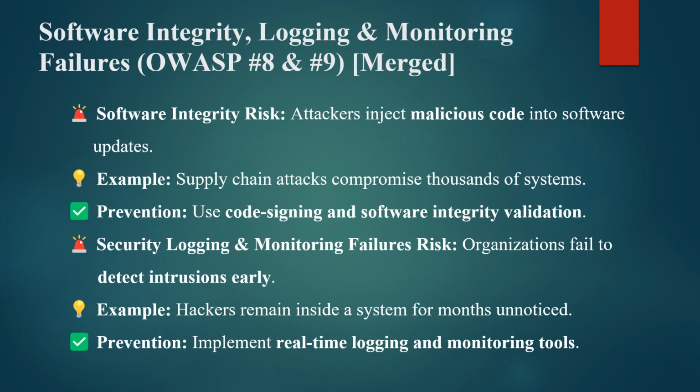Risk: attackers trick servers into sending unauthorized requests, which can bypass firewalls and access internal systems. Example: a cloud service provider was breached via SSRF, exposing millions of customer records. Prevention: whitelist trusted URLs. Validate all user input before processing requests.